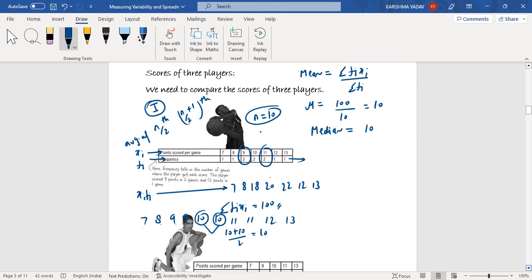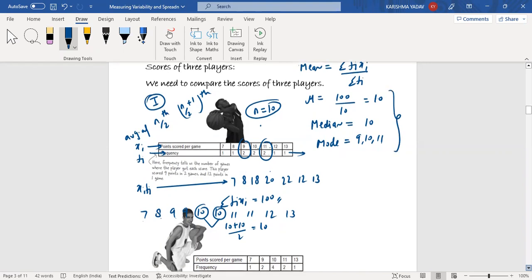Now let's talk about the mode. The mode is the one which has the highest frequency. The highest frequency here is 2, so my mode will be 9, 10 and 11, because the highest frequency 2 is for 3 points: 9 points, 10 points and 11 points. These are the three kinds of data that we have found.